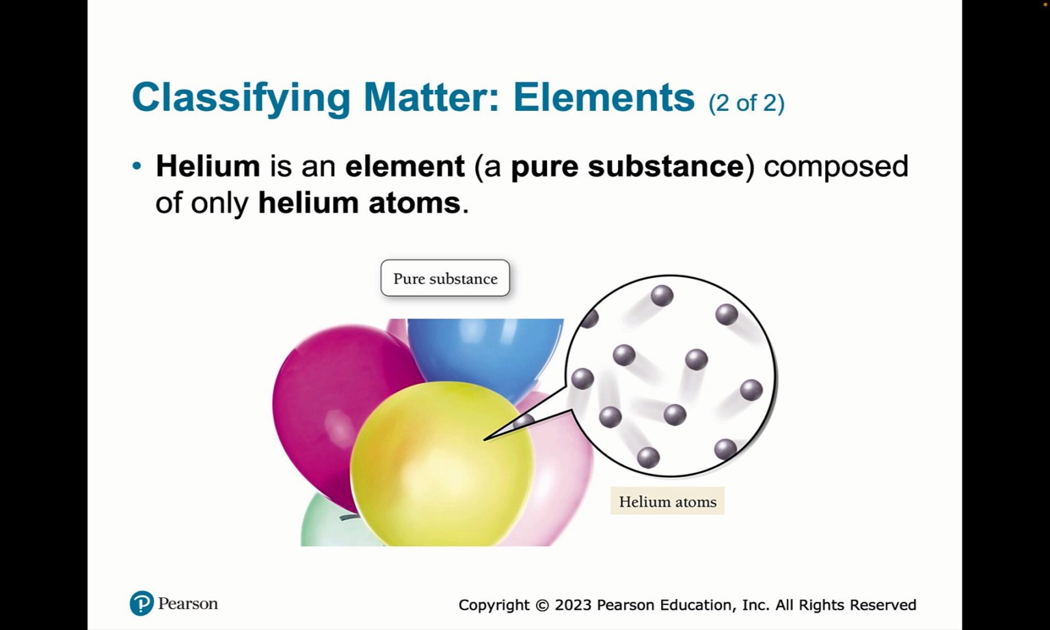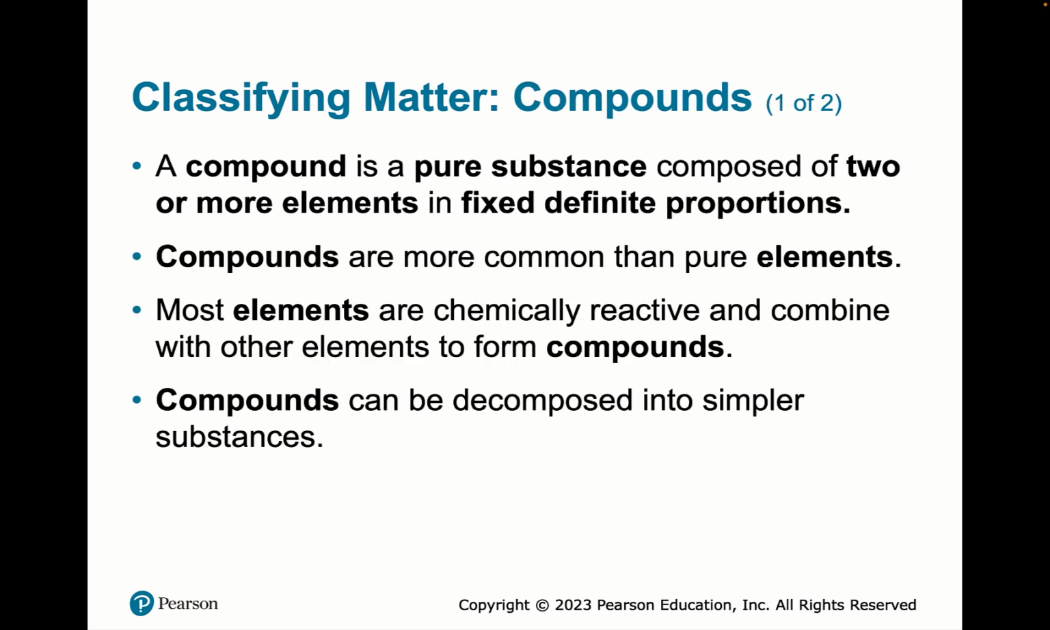So helium, for instance, helium is element number 2. It's a pure substance. It's only helium atoms. It's the gas there. So this is a pure substance. We can also have compounds. We can have elements, things like gold, iron, helium, but we can also have compounds that have more than one element. Water is a compound. It's made of hydrogen and oxygen, for instance. And there are many, many more compounds than there are elements.